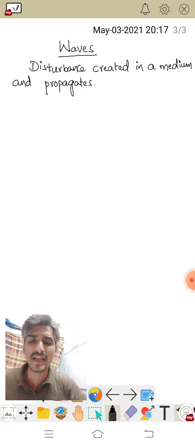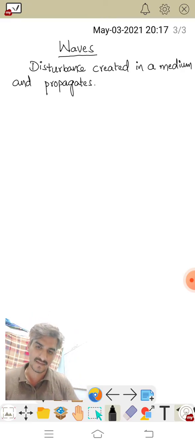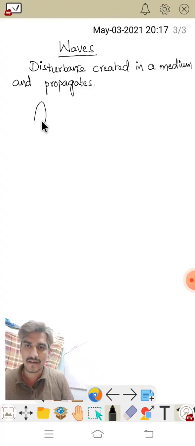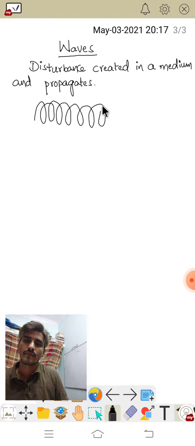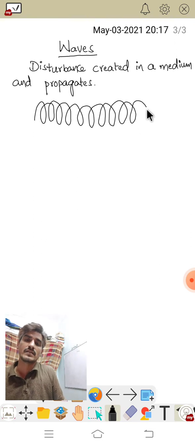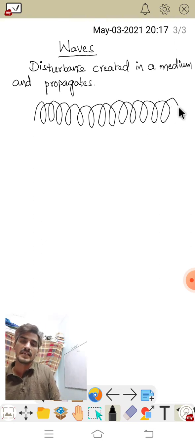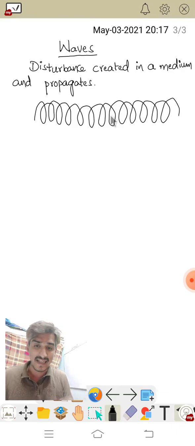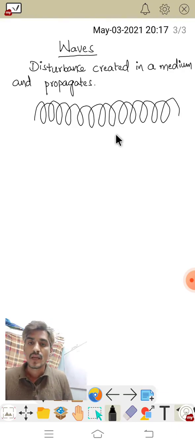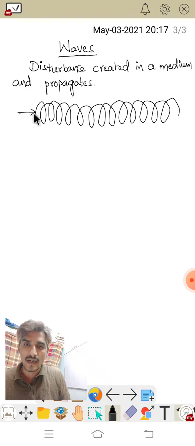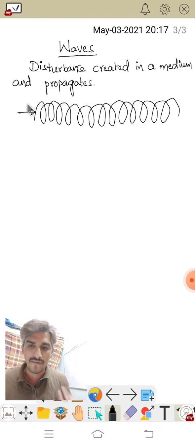You might have seen so many examples of waves. Consider a long spring like this. It's a very long spring, and assume that it is made up of some soft metal, some soft material. Have you ever seen a slinky? Now, from one end, if you give an instantaneous force, suddenly a jerk to it, then what happens?